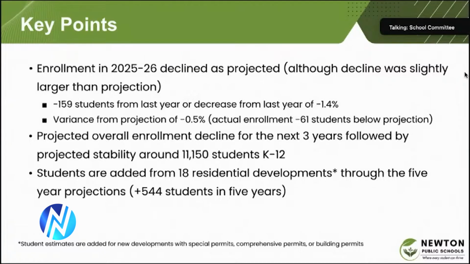So for this report, students are being added from 18 residential developments over the 5 years, which results in an addition of 544 students over the 5-year projections from these developments. And I'll just note that we only include residential developments in the projections for buildings that have a special permit, comprehensive permit, or building permit.